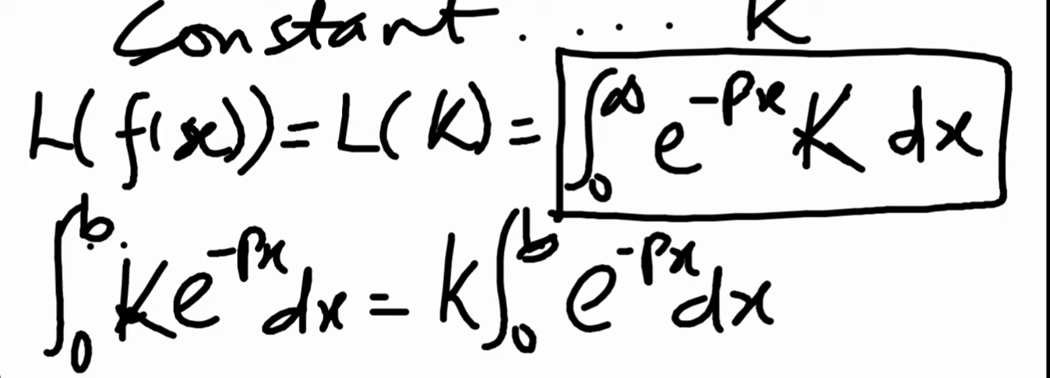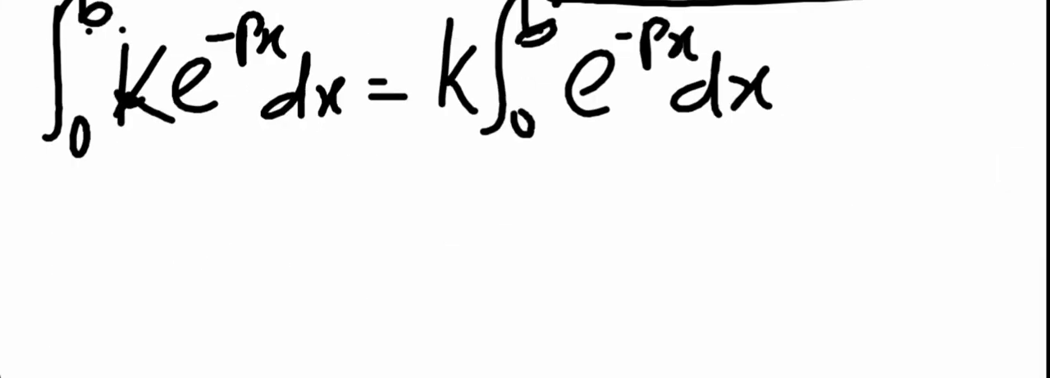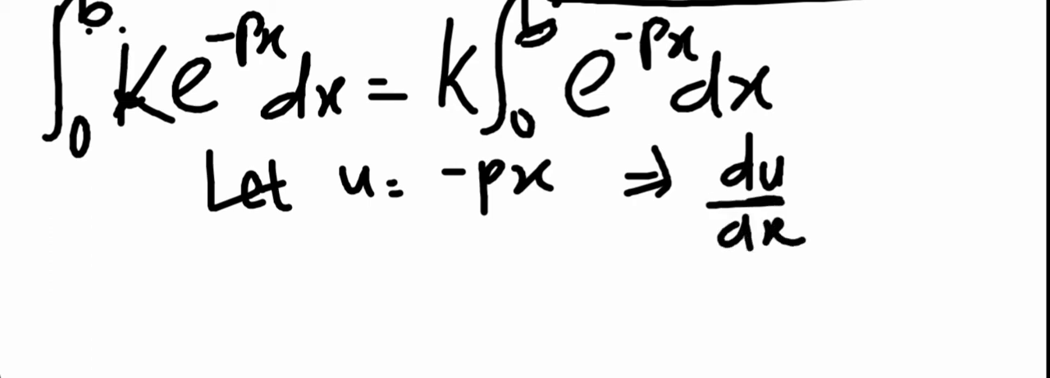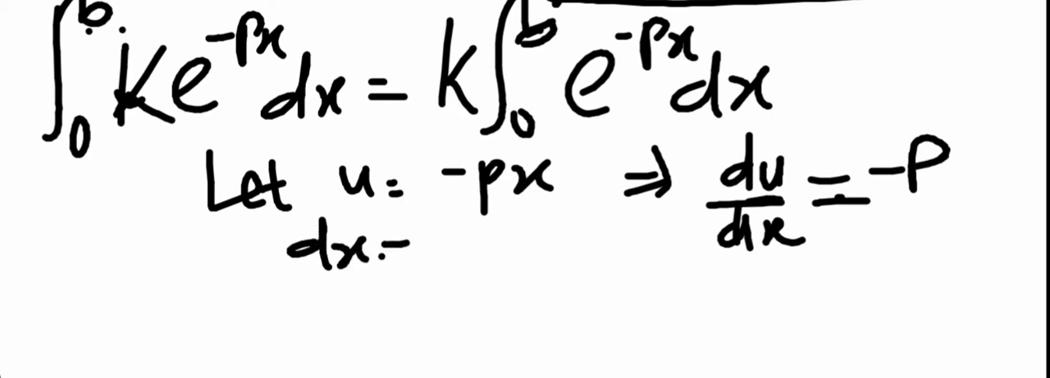So what do we do now? We integrate this. At this point I would like us to let u be equal to minus px. This implies that du by dx will give me minus p. And if I want to make dx the subject of formula, it means that dx is equal to du over minus p. We are seeing p as a constant.